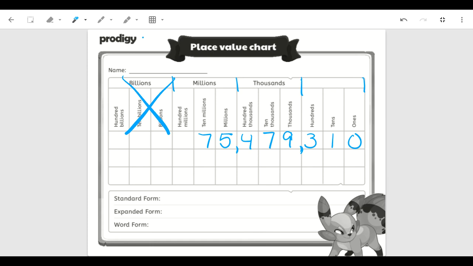If we look at this, our millions is right here. So our digit in our millions would be a 5. And that 5 has a value of 5 million.